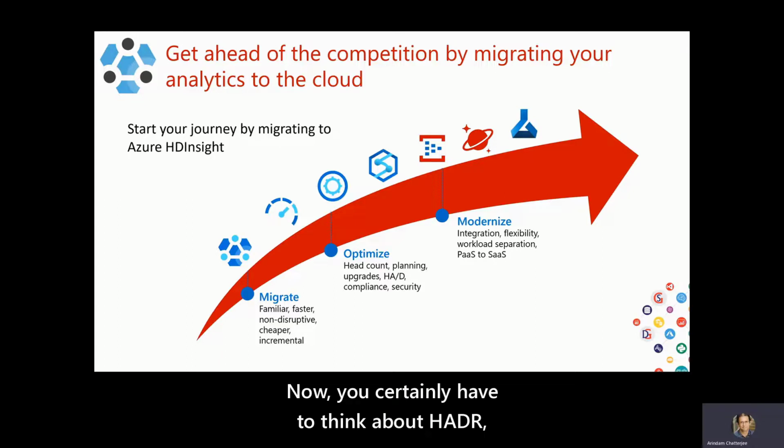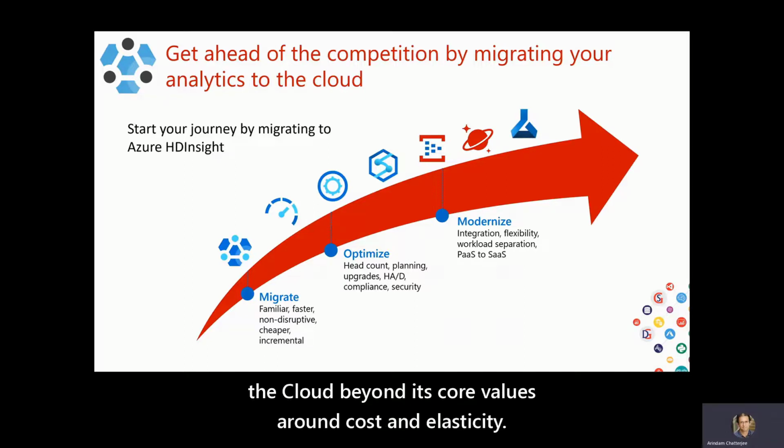Now, you certainly have to think about HADR. You have to think about compliance and security. What may not have been possible on premises with a Kerberos-based environment, something like multi-factor authentication, now actually becomes easier to do in the cloud. You have to start taking advantage of that. So that's what we would call an optimization step, which doesn't change your application too much, but certainly lets you take even more advantage of the cloud beyond its core values around cost and elasticity.